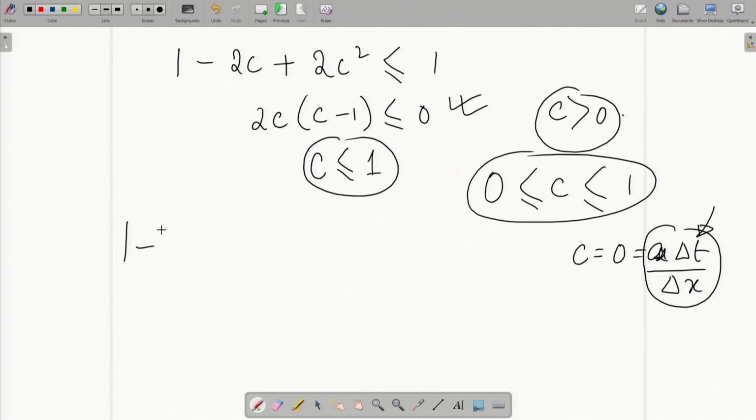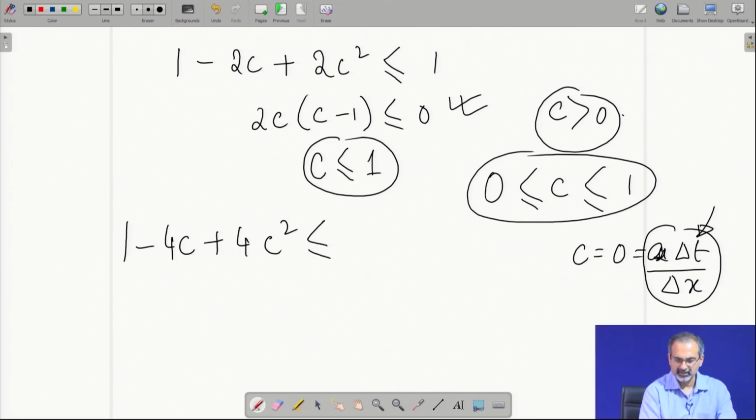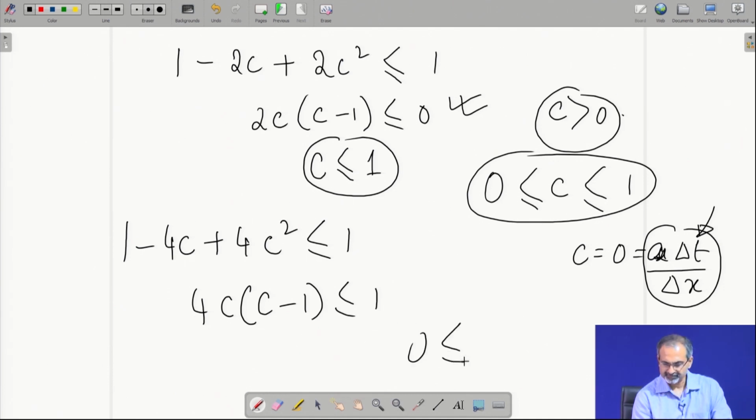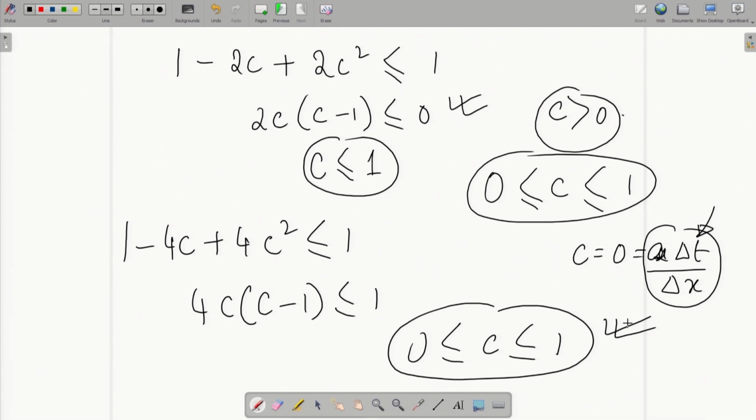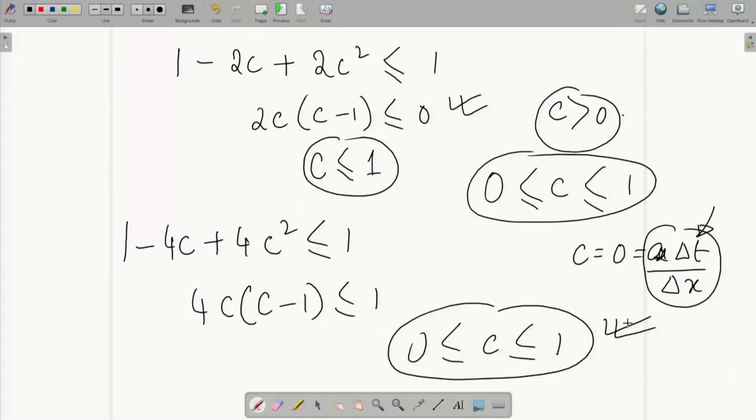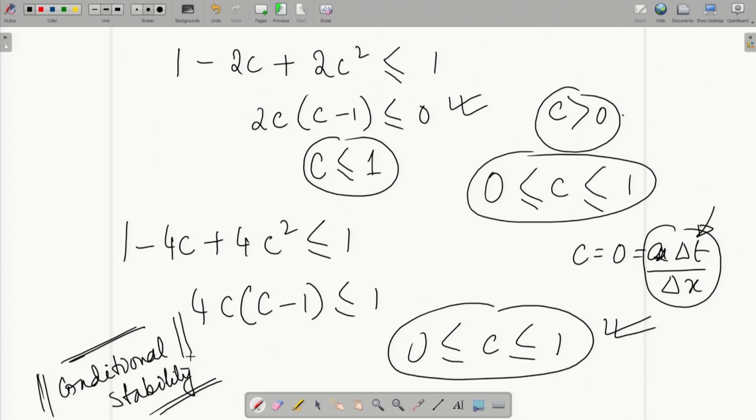So, we will look at the other case, 1 minus 4c plus 4c square less than equal to 1. It gives you an inequality which looks like this, and the outcome remains the same. So, we have reached a condition, at least for the few values of cos theta that we tried, that if c is defined in this manner, then you can have a so called conditional stability. So, at least we could come up with a scheme which seems to be working for a certain specified range of values of c, and therefore, we have a case of conditional stability.